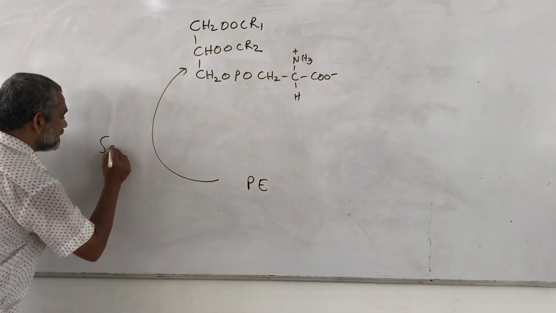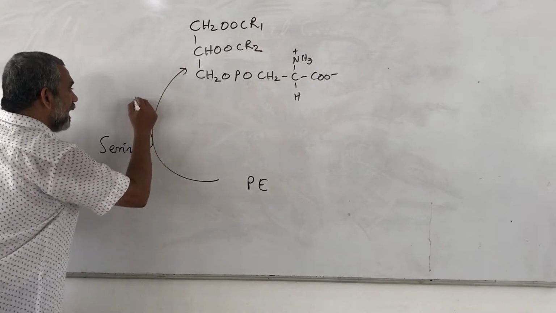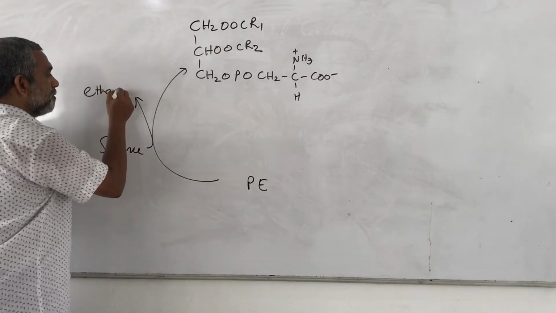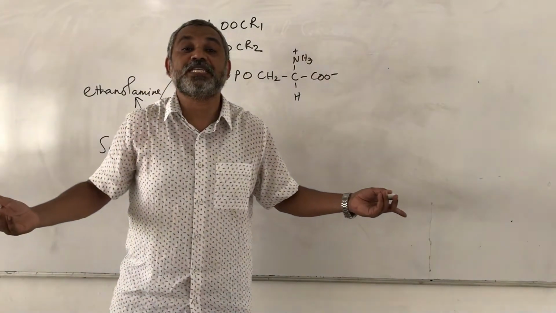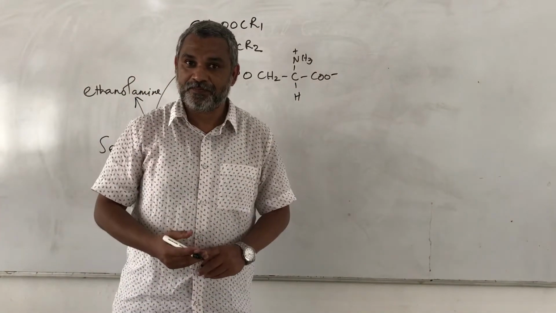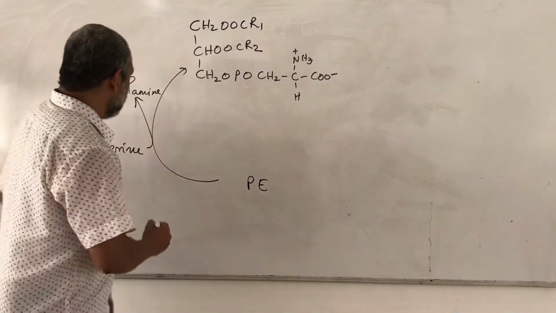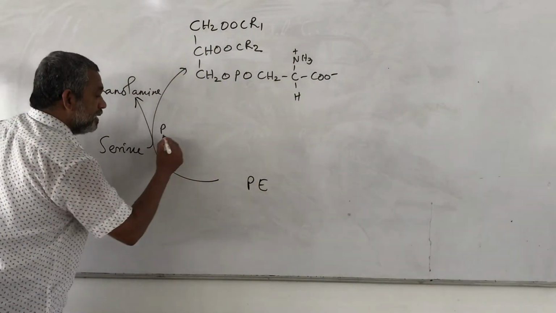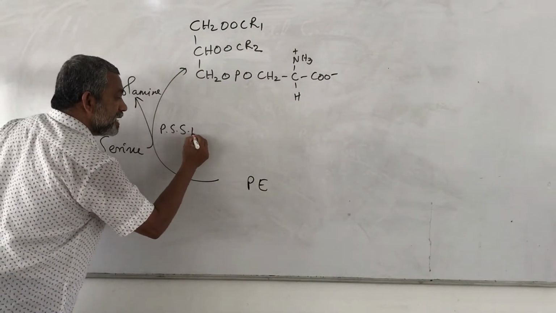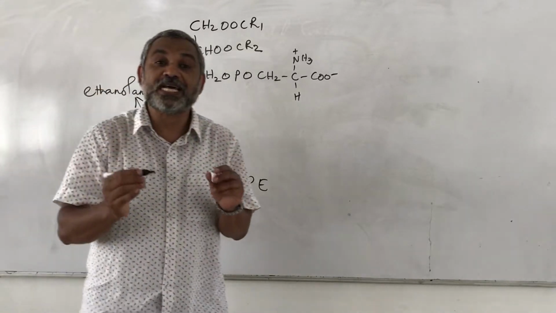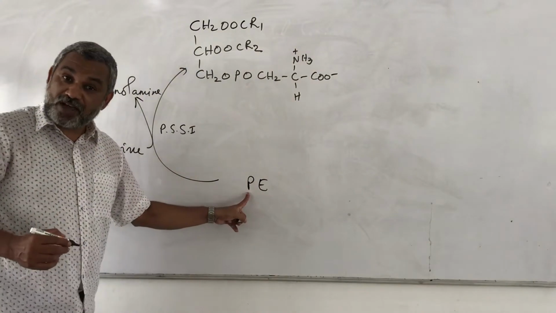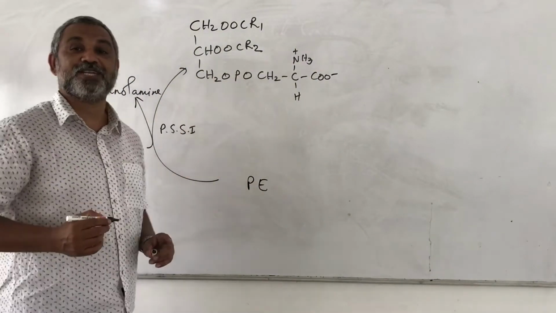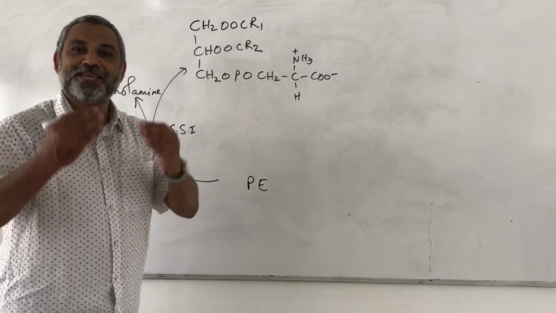So therefore, serine is added and ethanolamine is removed and you have phosphatidylserine. Name of the enzyme is phosphatidylserine synthetase number 1. Phosphatidylserine synthetase number 1 will convert phosphatidylethanolamine into phosphatidylserine.